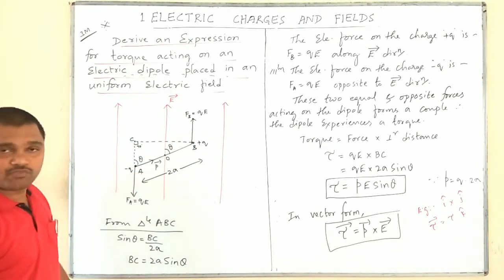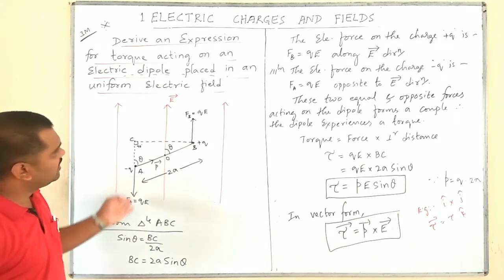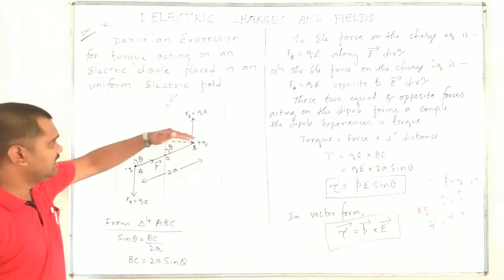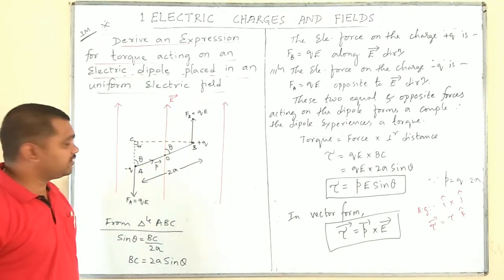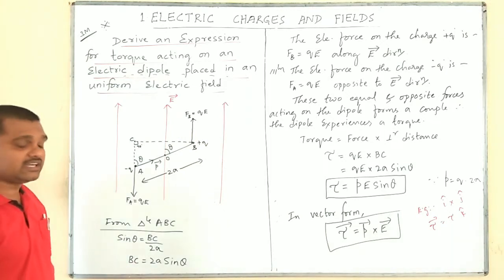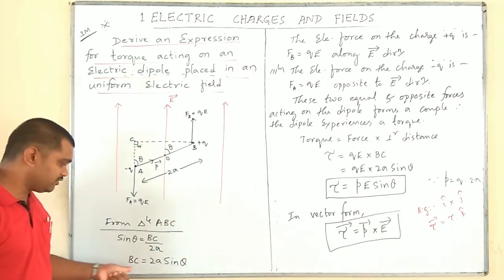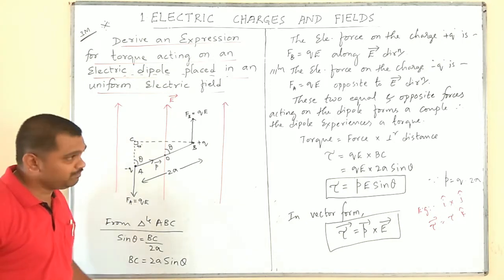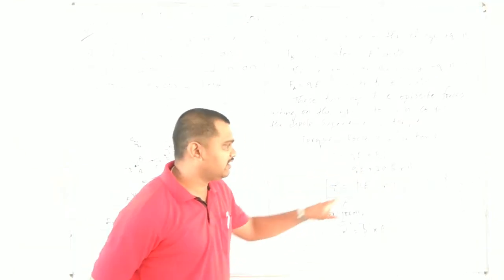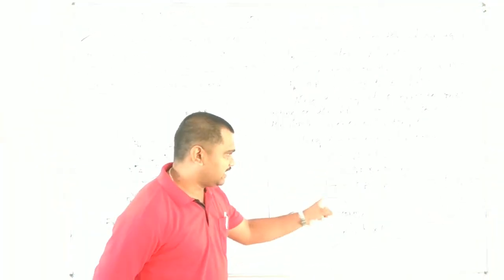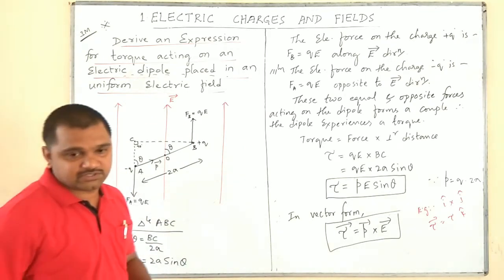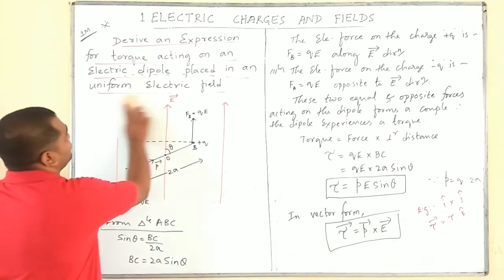That torque is given by force into perpendicular distance. Force means any one of the forces, only the magnitude, that is QE, into the perpendicular distance, which is BC. BC is the opposite side, so we go for sin theta. Sin theta is equal to opposite by hypotenuse, so BC is equal to 2a sin theta. On substituting the value of BC, we get PE sin theta. This is the value of torque acting on that electric dipole which is placed in a uniform electric field.